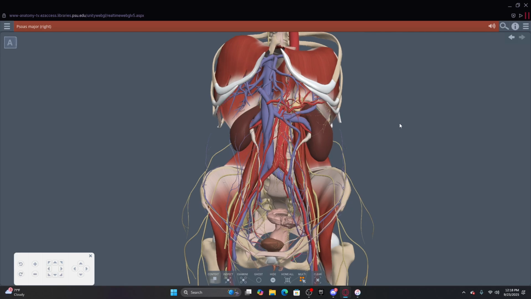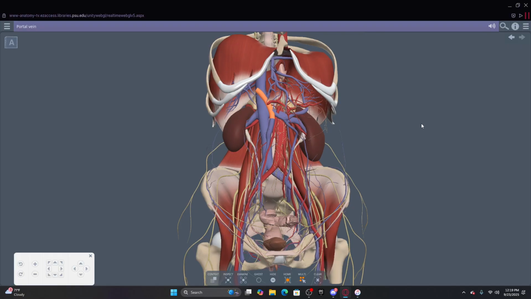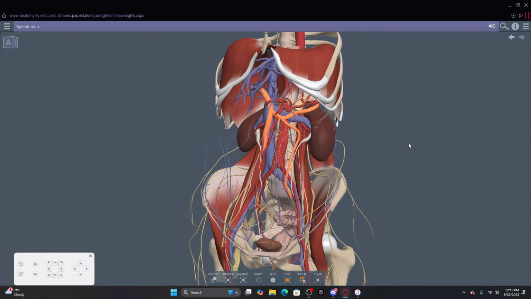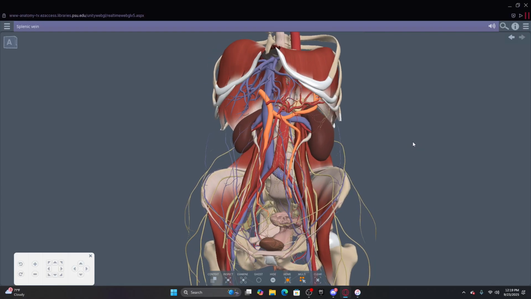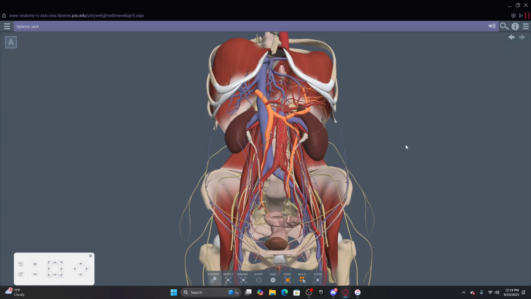But in saying that, I'm going to select all of the portions of the hepatic portal system. So we have our hepatic portal vein, superior mesenteric vein, inferior mesenteric vein, and our splenic vein. So these are all the portions of the hepatic portal system.